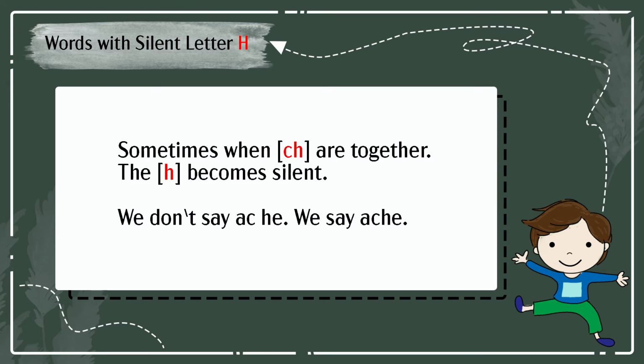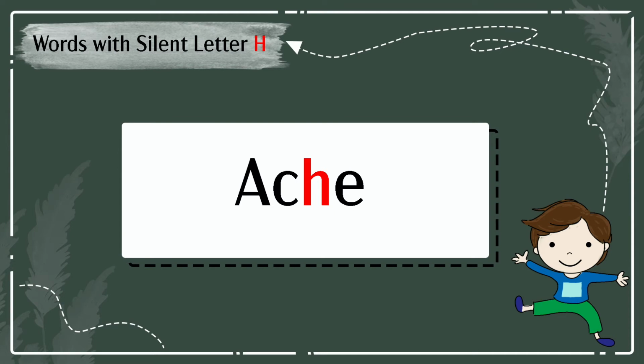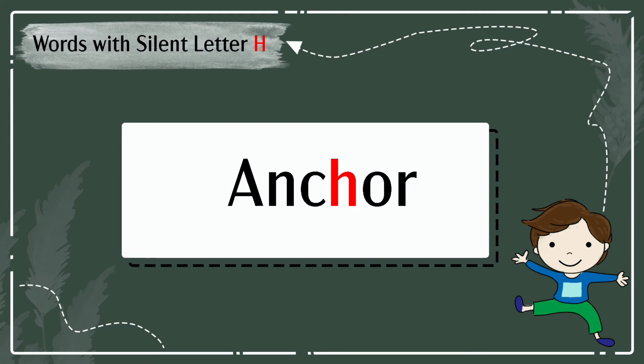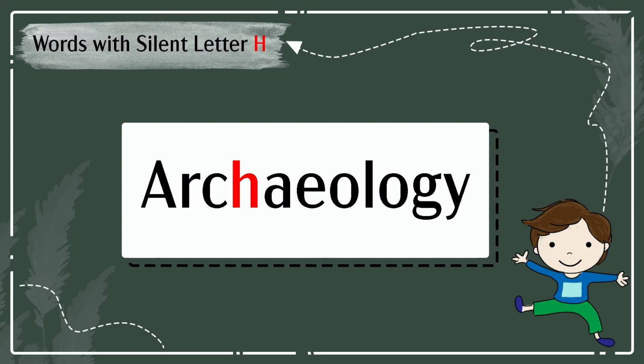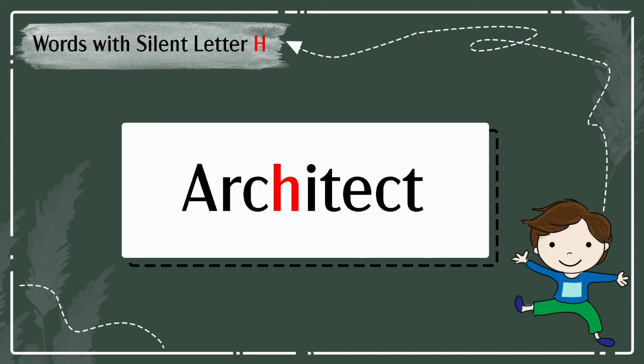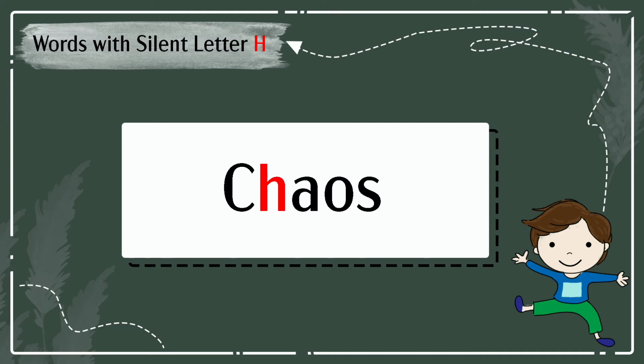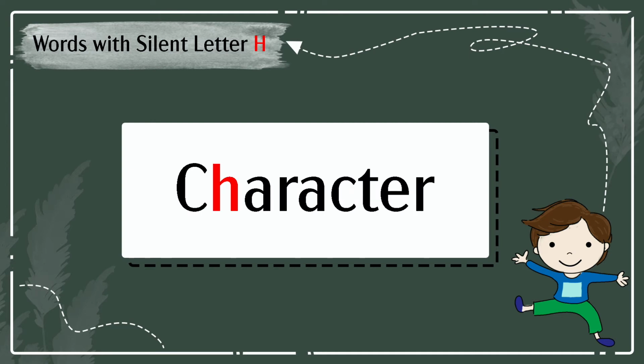Words with silent letter H. Sometimes when CH are together, the H becomes silent. We don't say ek-he, we say ache. Ache. Anchor. Archaeology. Architect. Chaos. Character.